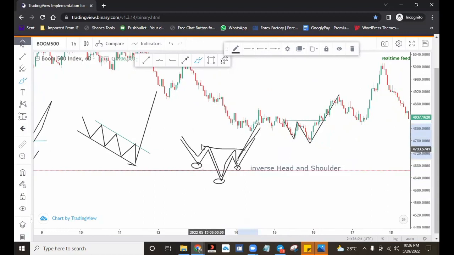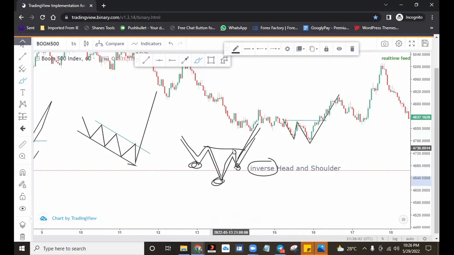That's why it's called inverse head and shoulder, because it's upside down. When we talk about the bearish head and shoulder, there's no inverse on it. It's just head and shoulder. But because this is for the bullish, it's called inverse. All right. So this is the shoulder, the two shoulders, and this is the head.